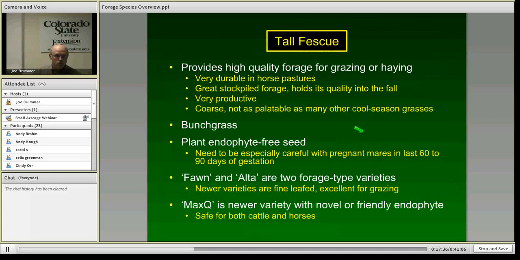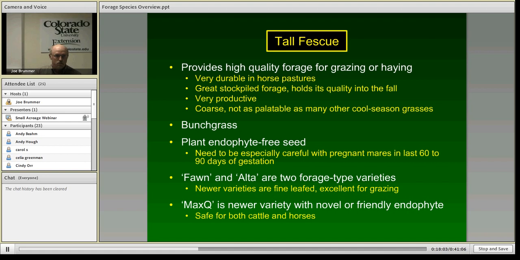Next one is tall fescue. Another very common cool season species, it provides very high quality forage for grazing or hay, very durable in horse pastures, very good for stockpiled forage, and makes for good high quality feed in the fall. It's probably one of our most productive cool season grasses. The big drawback is it tends to get coarse, and it's not as palatable as some of the other cool season grasses, so we tend not to mix this one with some of those ones I just talked about.